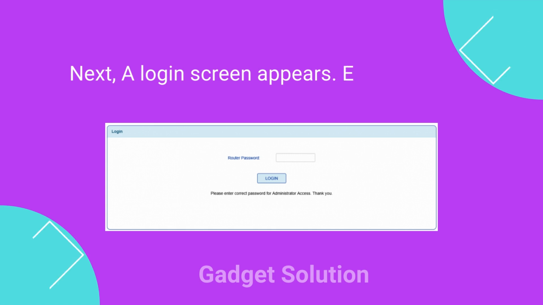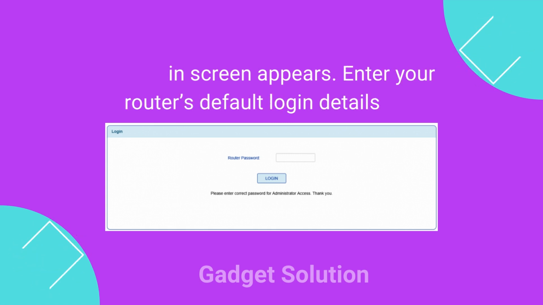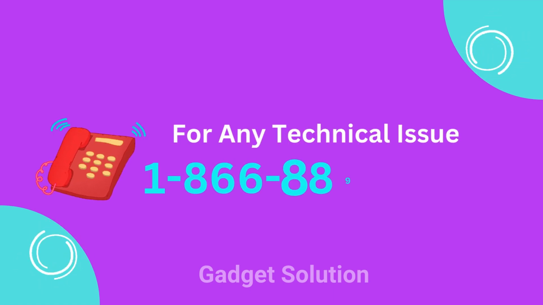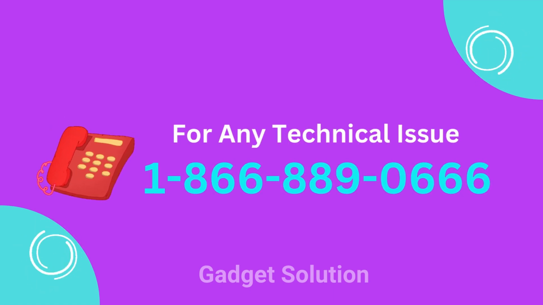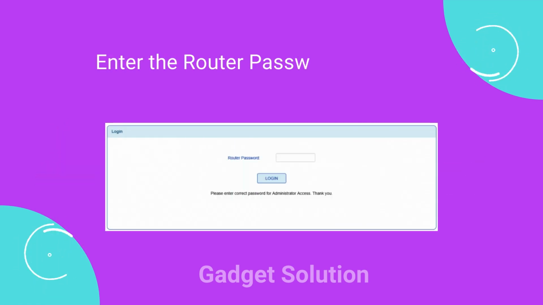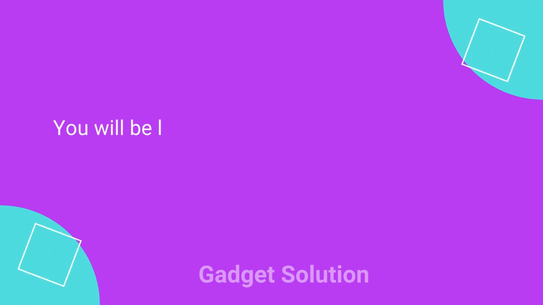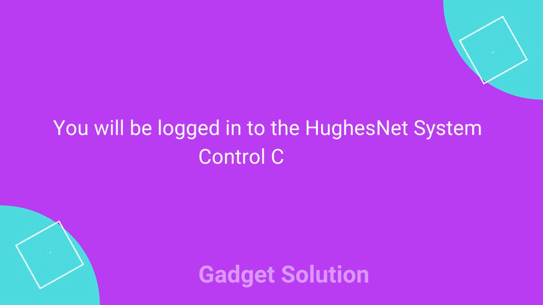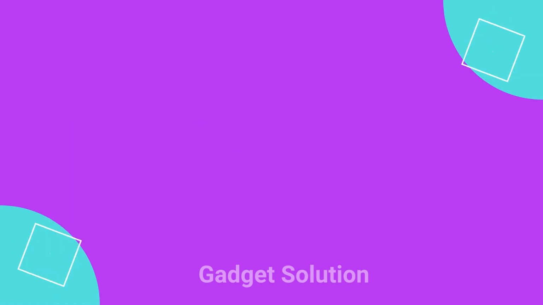Next, a login screen appears. Enter your router's default login details. Enter the router password, admin, and click Login. You will be logged into the HughesNet System Control Center.